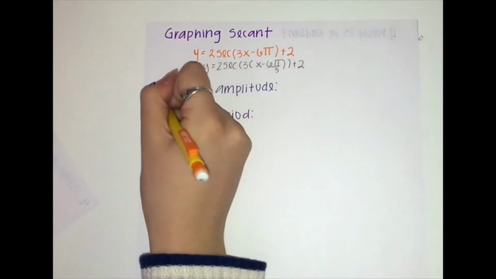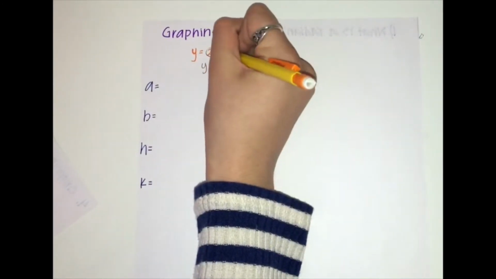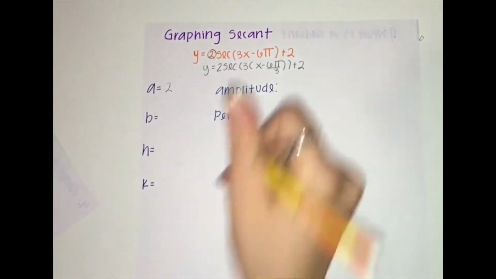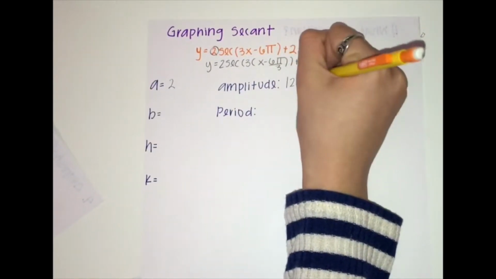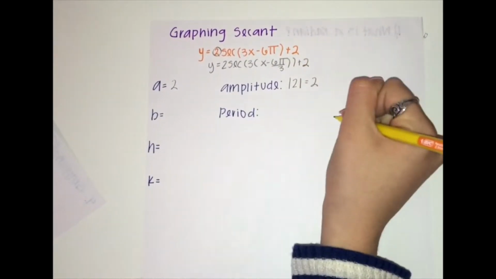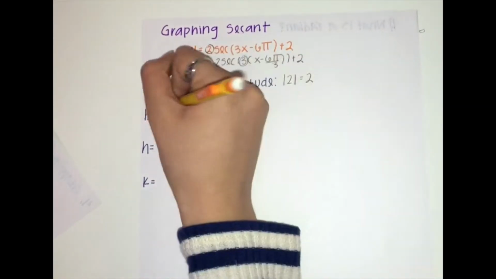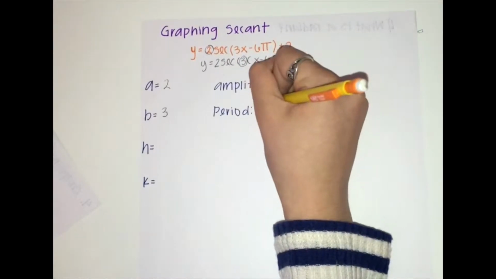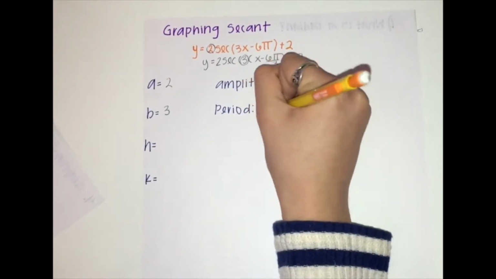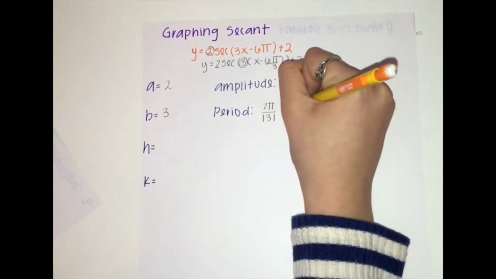So to find our a, we're going to look at the number in front of secant, which we see is 2. And to find amplitude, we take the absolute value of our a, which is 2. To find b, we look at what we factored out, which was the 3. So b equals 3, and to find period, it's 2 pi over the absolute value of 3, which is 2 pi over 3.